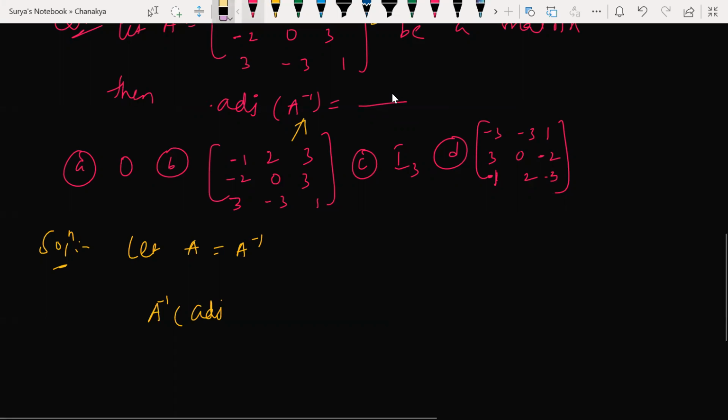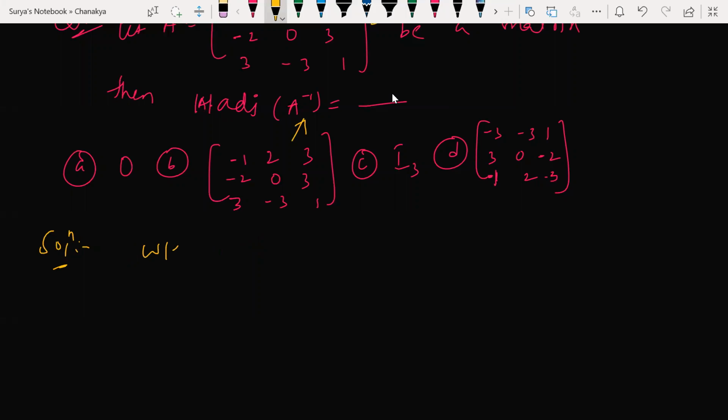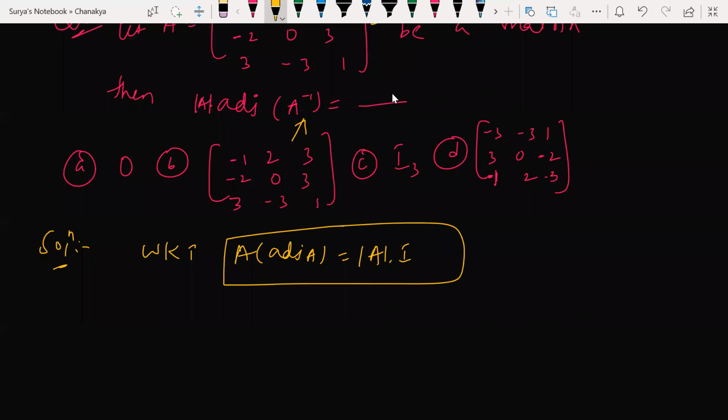Guys, we know one thing here. What formula do we know here? As per the properties of adjoint, we know one formula. What is that? Before that, you can solve it by different methods, but I'll tell you a very simple method. We know that the formula for A into adjoint of A is what? Determinant of A into I. Can I write it like this? This is the property we have.